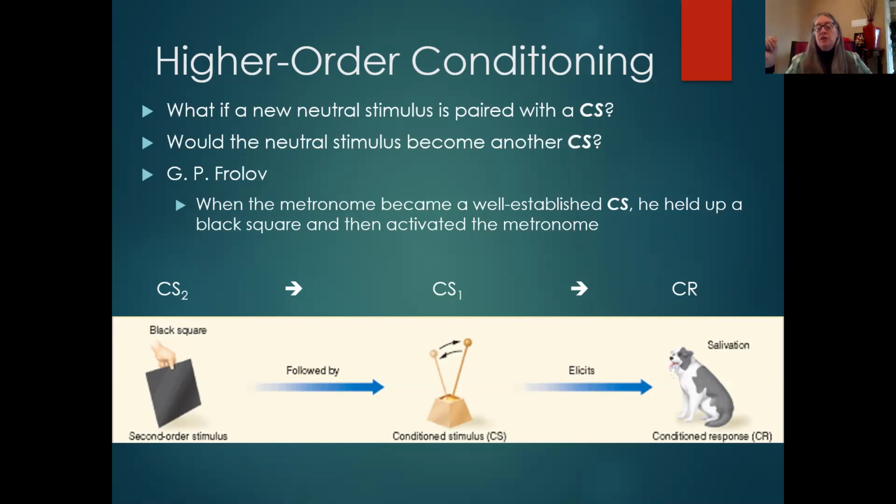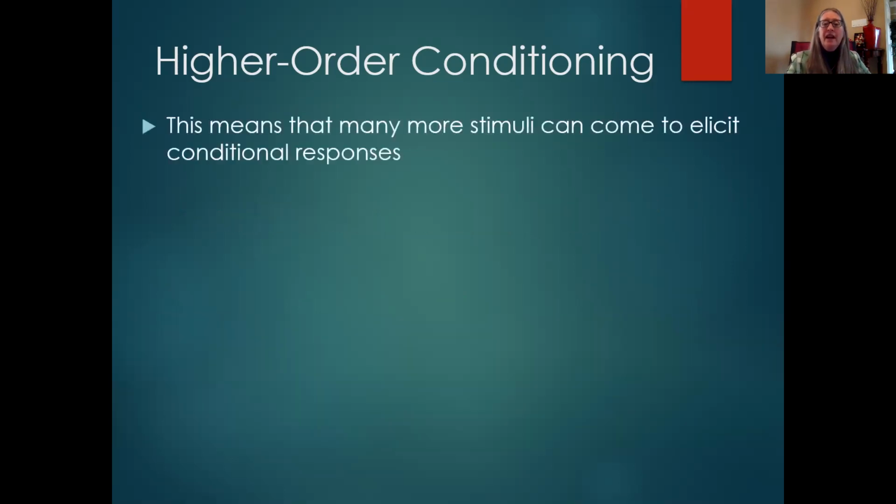Well, some researchers have gone as far as CS10. Now that only works with higher organisms like humans, and it won't work for all CSs. And it gets weaker each time. The further away you go, it's weaker. But still, we've seen this. So you can get responses that have just been paired with other things that have been paired with other things that were paired with the US that led to the UR at some point. So kind of amazing. Okay.